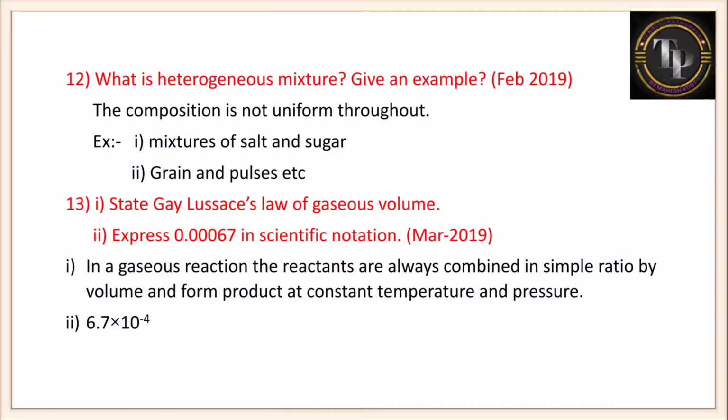Scientific notation, carefully see, guys. 0.00067 is there. That means I want to take the decimal to the right side. 4 decimal digits I have to take to the right side. Meaning is I have to multiply with 10 to the power minus 4. So I hope you understood the question.